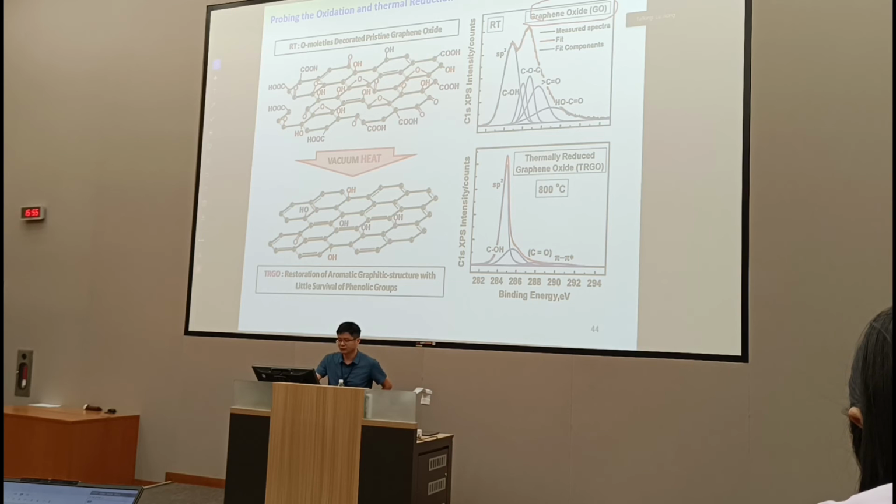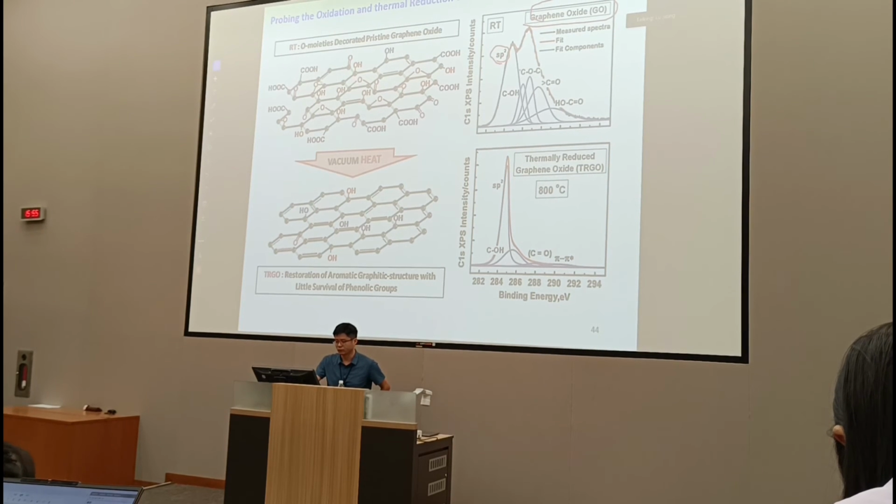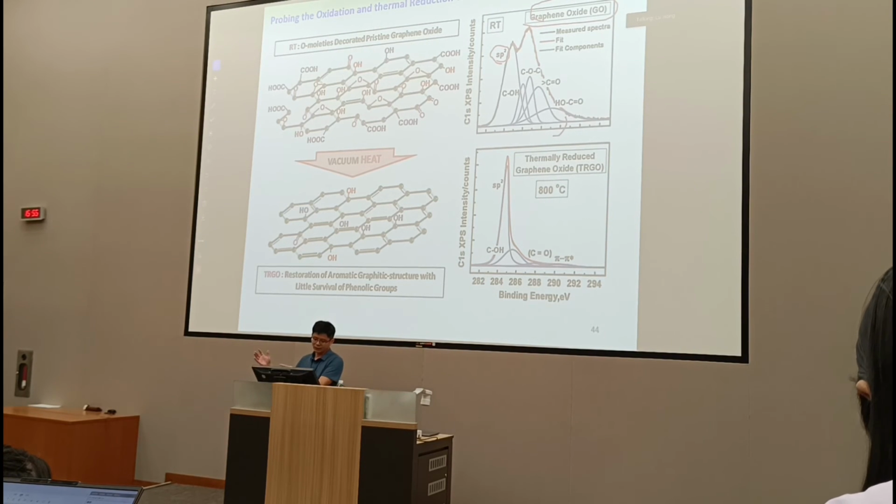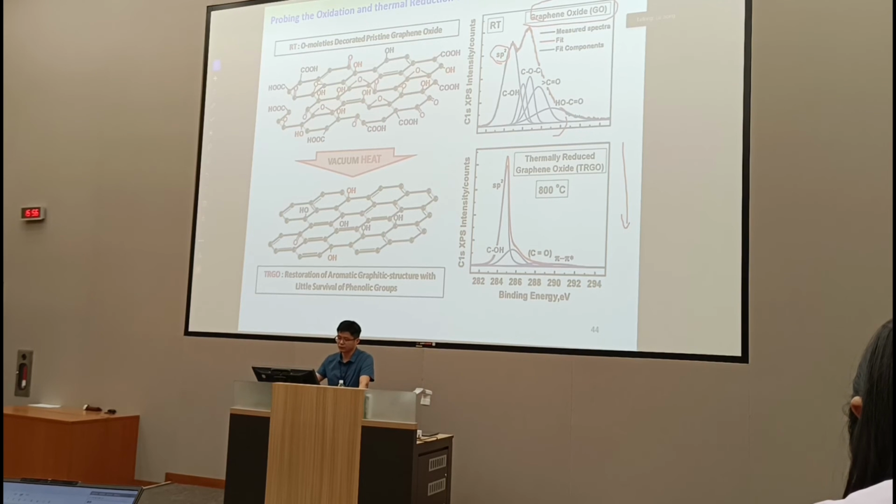You can see that you have the component assigned to sp2, then the carbon linked to the oxygen, carbon double bond. These gradually shift toward a higher binding energy, right? But if you use vacuum heat or chemical reduction, you remove a certain amount of oxygen on the surface. When you collect the spectrum, you see that the sp2 component increases, while the carbon linked to the oxygen component decreases dramatically. So this can also be used to monitor the oxidation and reduction of graphene oxide.